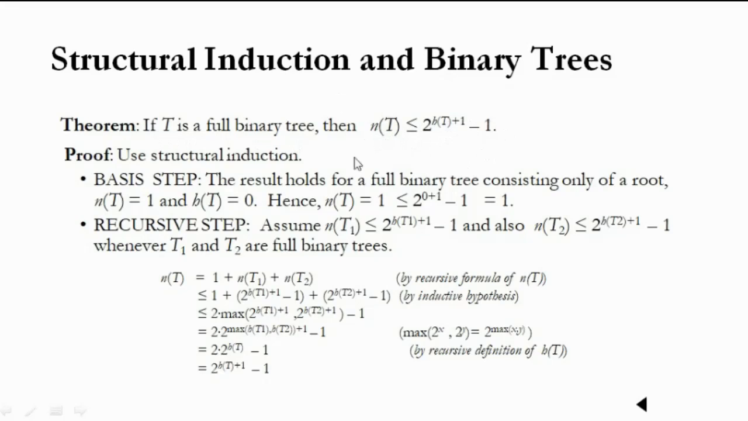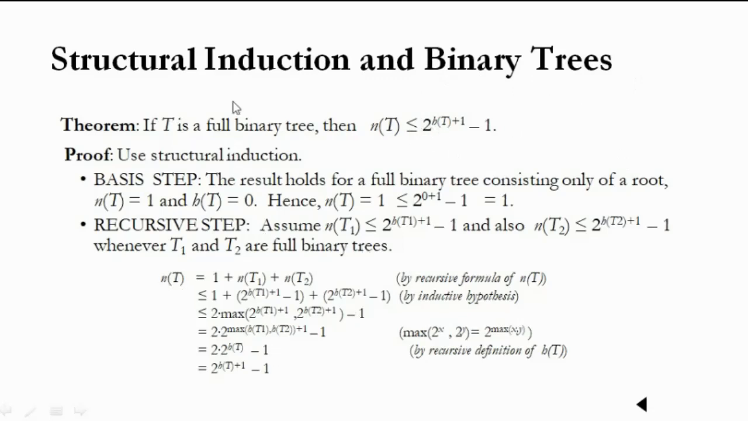The reason is binary: the name itself tells you that every node will have a maximum of 2 children. That is the reason we use 2. If it is ternary, that means every node will have a maximum of 3 children, then we can use 3. So like that, if it is a general tree, that means you don't know how many children will be there for every node. If it is a binary tree, then a maximum of 2 children will be there. That is the reason we represent it with 2.